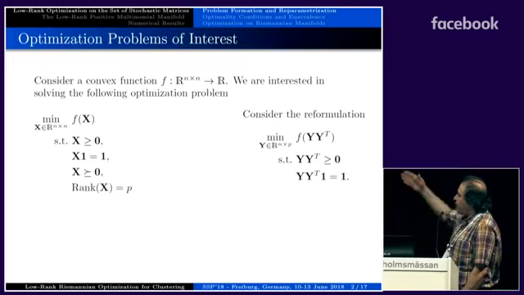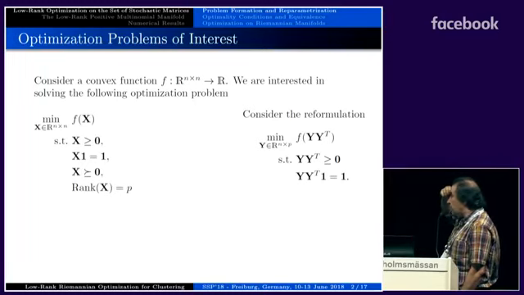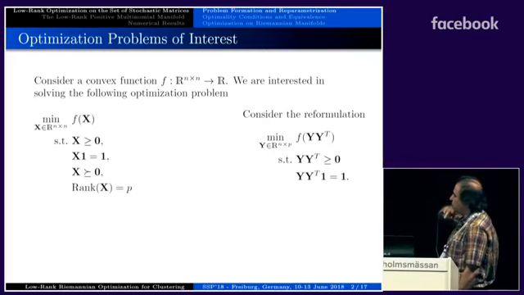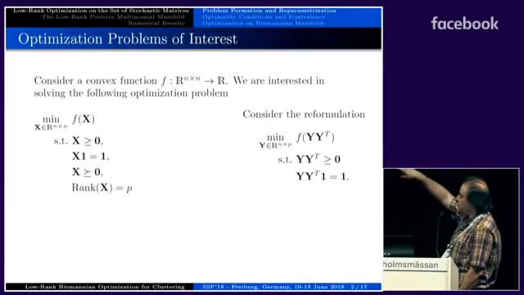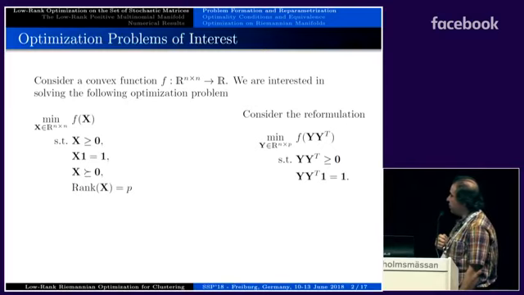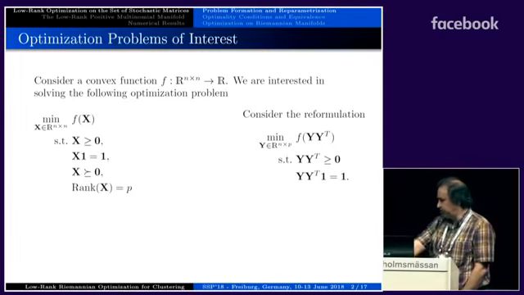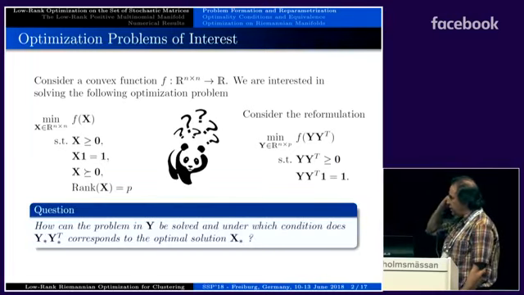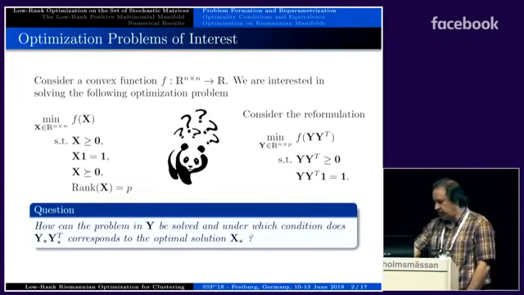In terms of Y, now my function is no longer convex because it's an f of YY transpose. I don't need the PSD constraint anymore, because YY transpose is clearly PSD, but I still need the constraint that the entries be non-negative, and the second constraint on the right is just the doubly stochastic constraint, okay? And so there's questions one asks: how can we solve the problem on the right, and when does the solution correspond to the problem on the left?